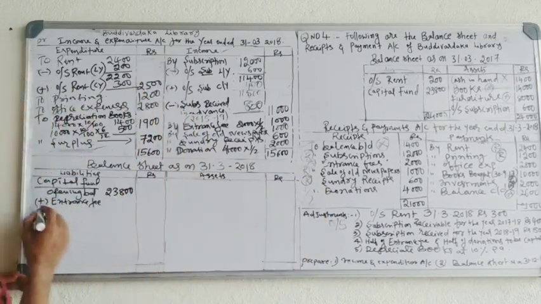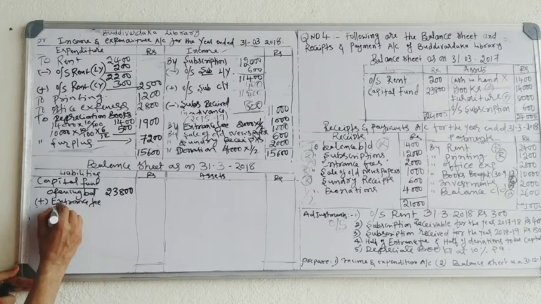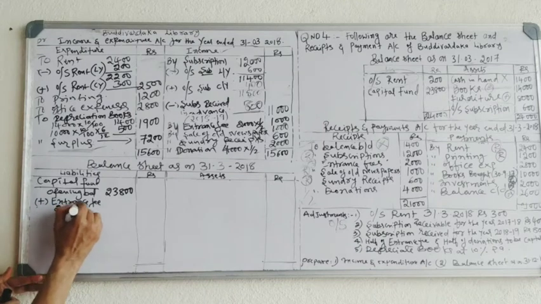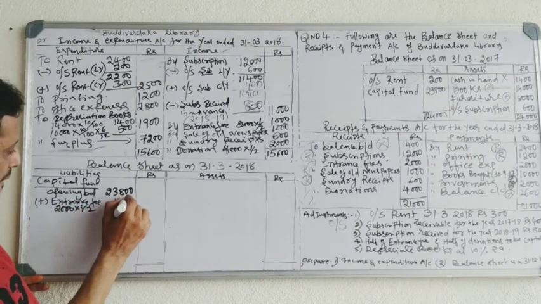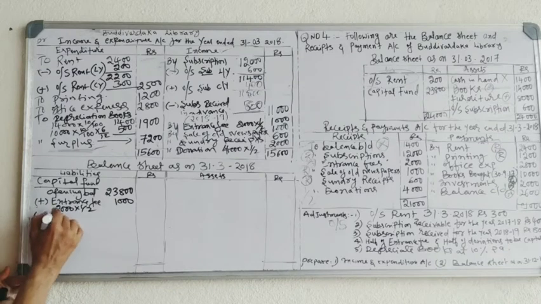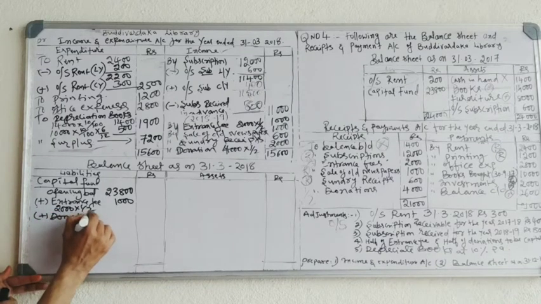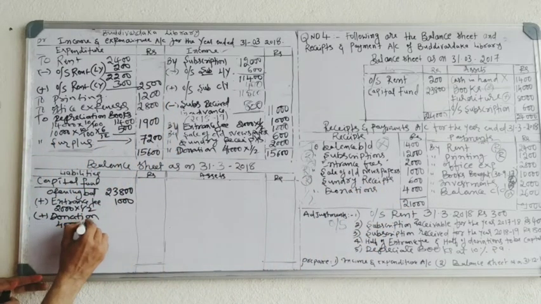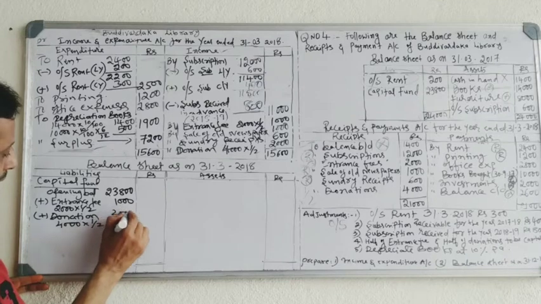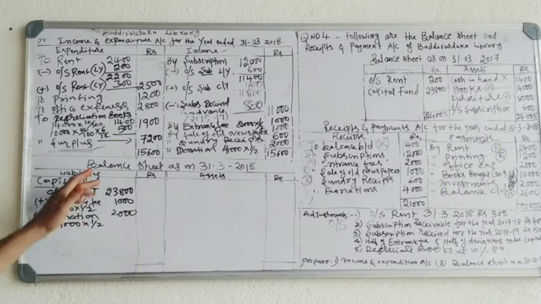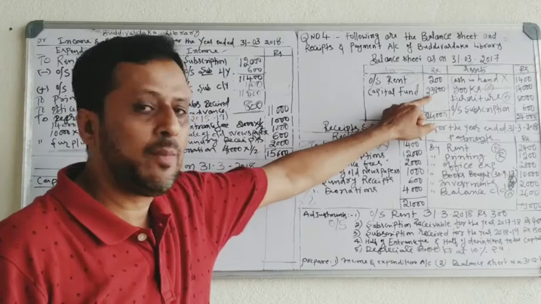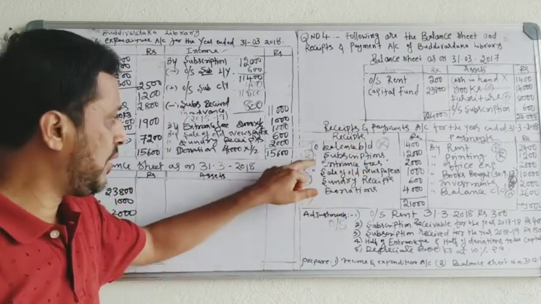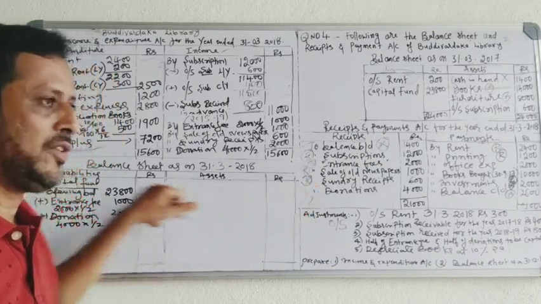Add here. Entrance fee is 2,000 into half, 1,000. Add donation. Donation is 4,000 into half, 2,000. So you have to add capital receipts. Take the capital fund opening balance given in the last year balance sheet. Add capital receipts if given in the receipts and payments account. See, half of the entrance fee is a capital receipt, half of the donation is a capital receipt.